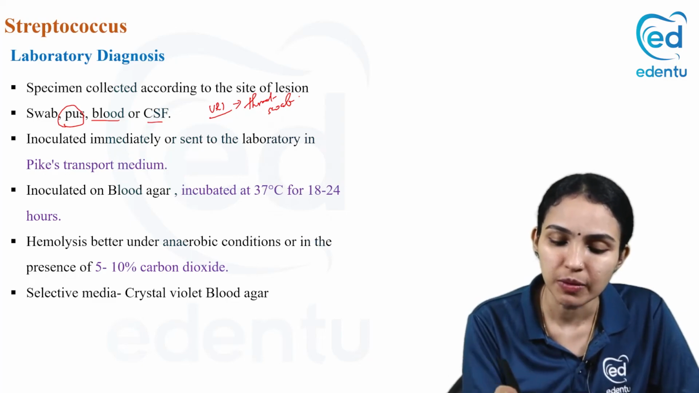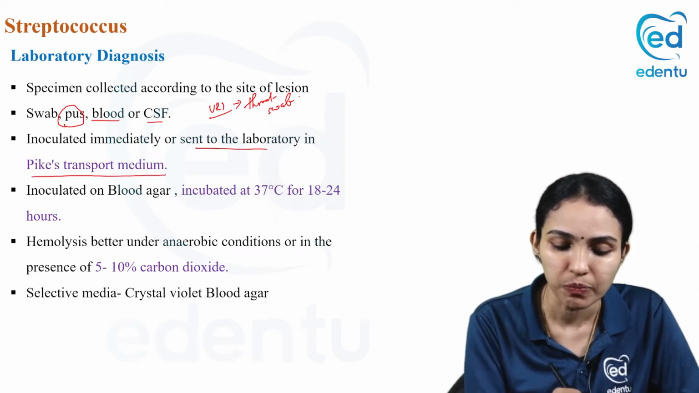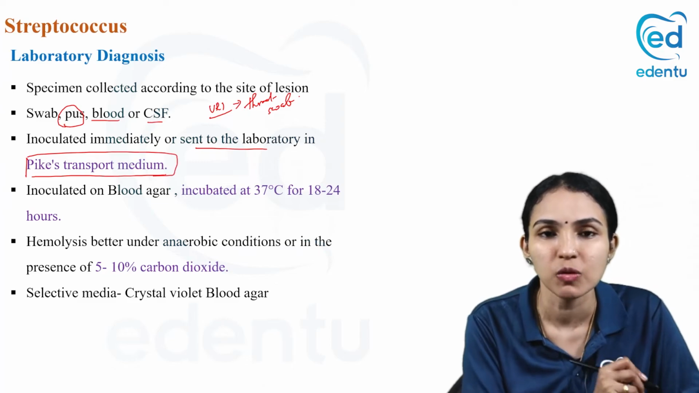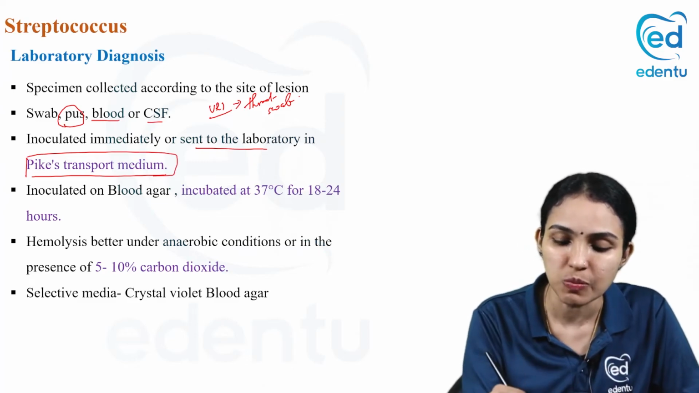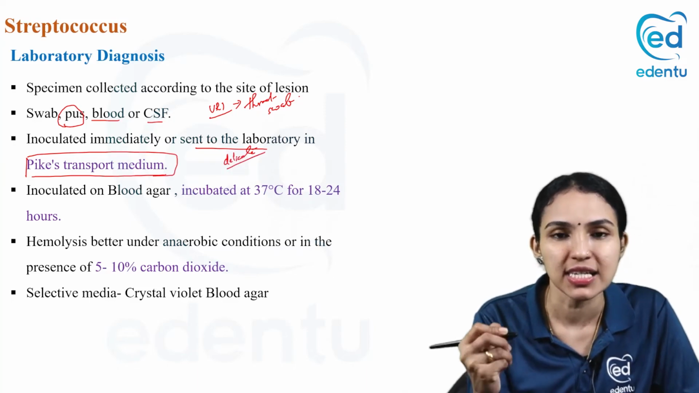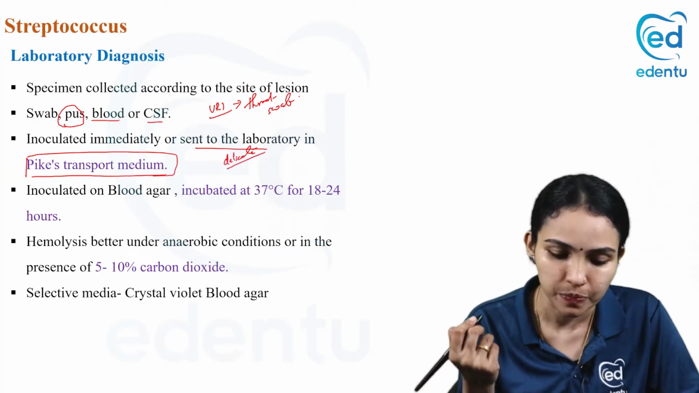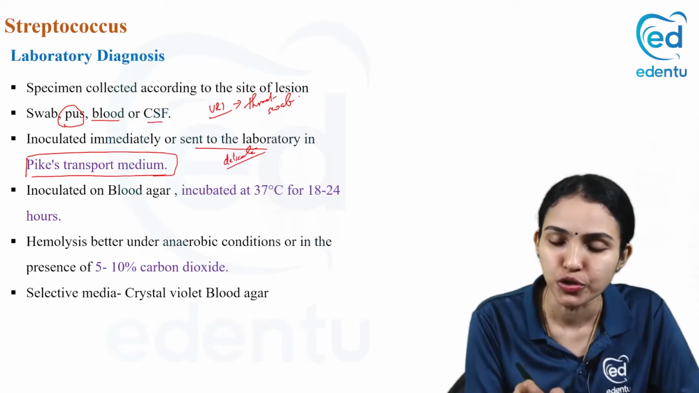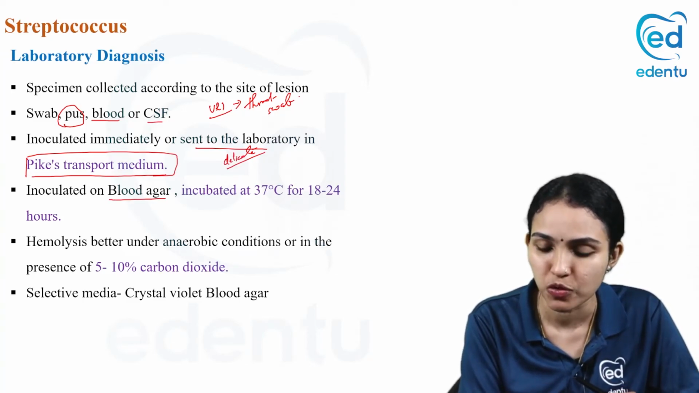And how will you send the sample? If there is a delay in sending the sample to lab, please use a transport medium that is called Pike's transport medium, because this bacteria is very delicate, fastidious. It will die easily, so you have to send it in a transport medium. And in lab, which culture medium are we going to use? We are going to use a blood agar. That is the best medium for Streptococcus.